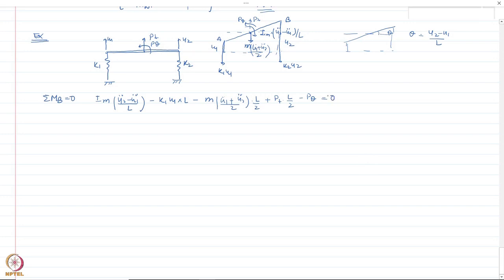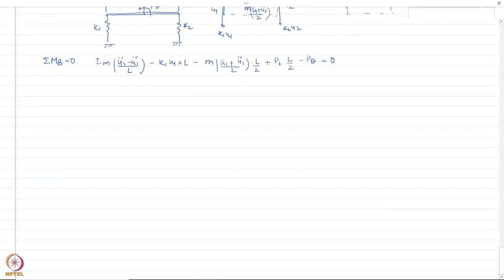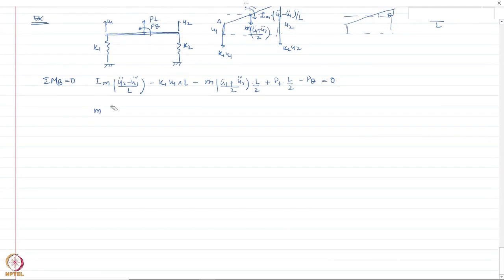and then an anti-clockwise moment P_theta, and that is equal to 0. Okay, so with that, let me just rearrange the terms here. Remember, I_M, the moment of inertia of this bar, would be m L square by 12. Now I'm going to substitute that in the equation of motion over there.